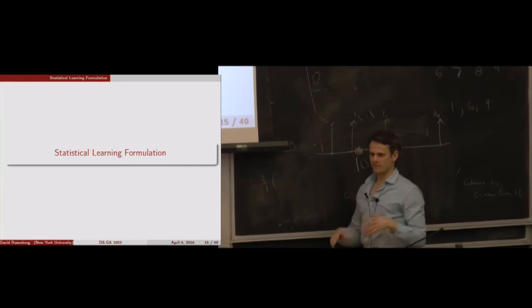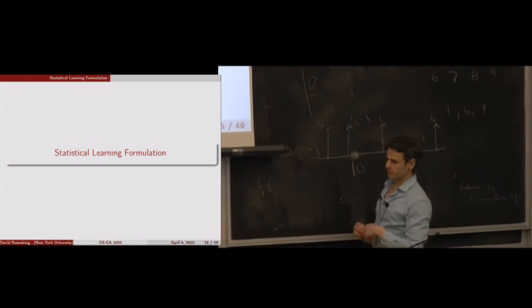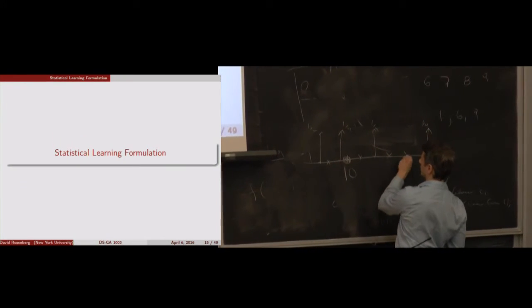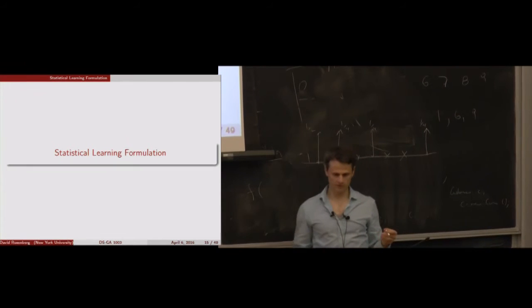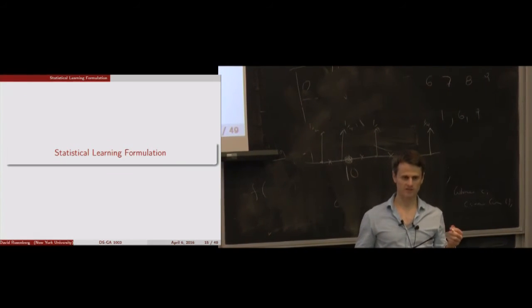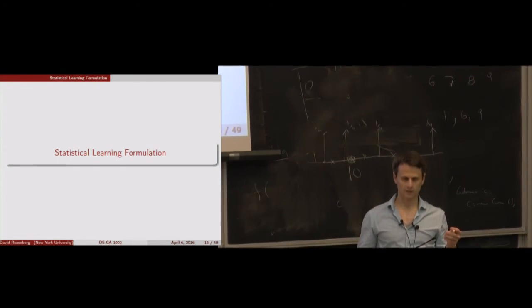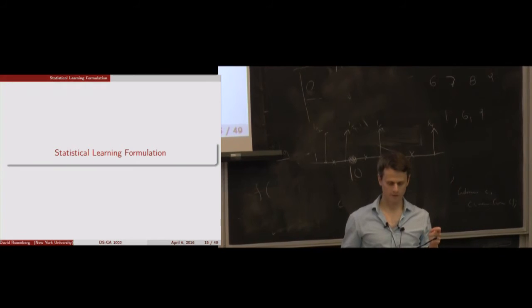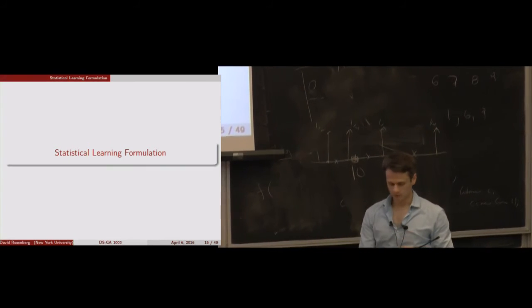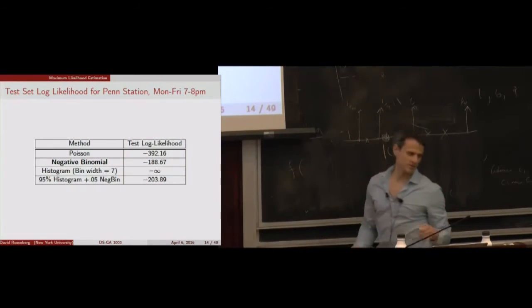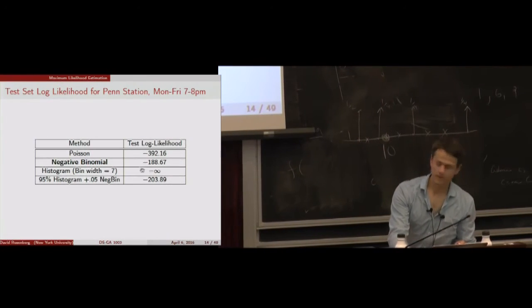So suppose we have a test set now, drawn from the same distribution. So maybe the points are here, here, here. What's our likelihood on test? 0. What's our log likelihood on test? Negative infinity. OK. That's what happened here. So notice the histogram got negative infinity.